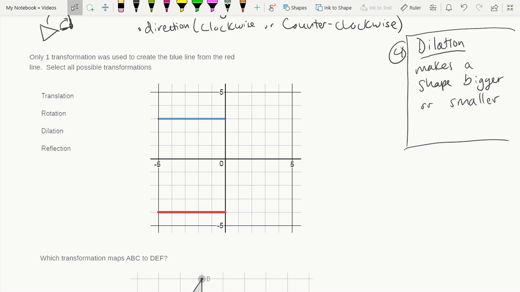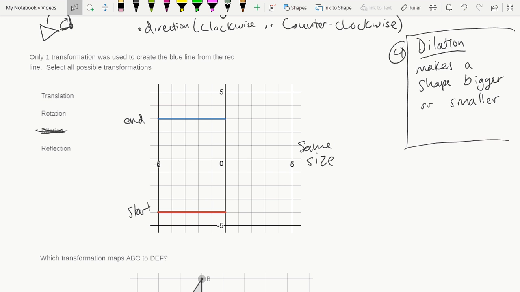Only one transformation was used to create the blue line from the red line. Okay, so we have to start here and end here. So think about, how could I get it from one place to another? Well, right away, these two are the same size. If they're the same size, that means dilation is off the list because the dilation would make it bigger or smaller.